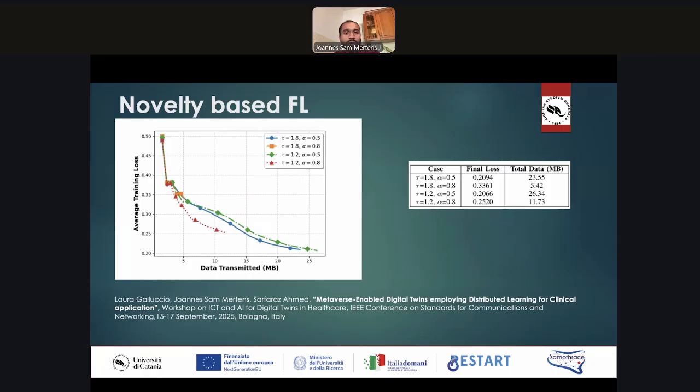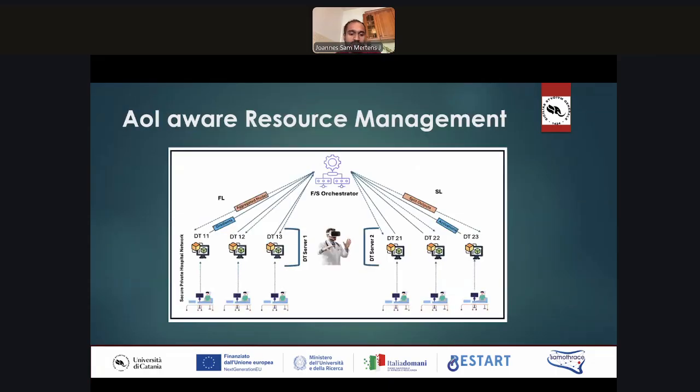And finally, I'm going to talk about resource allocation in these metaverse scenarios, and I'm going to finish it, and then I can take questions from you.